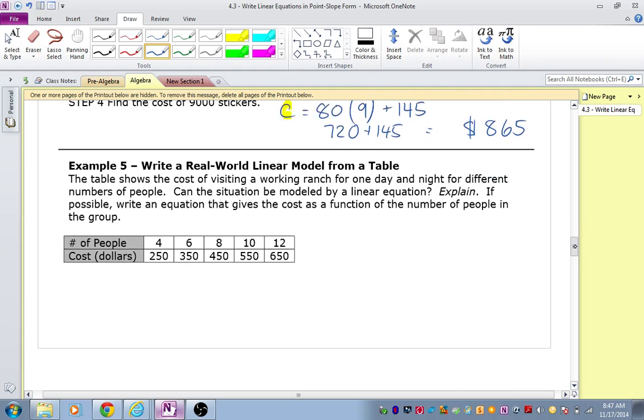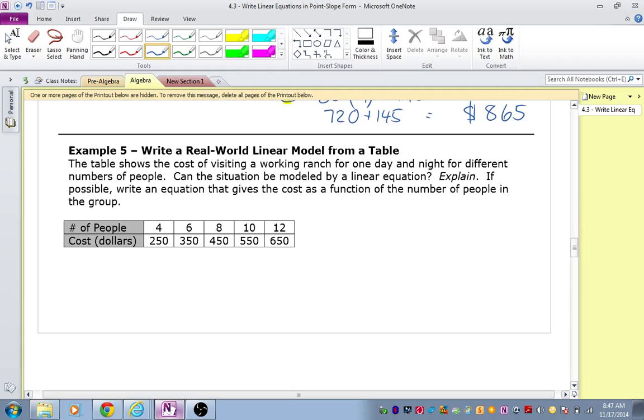Finally, example 5, writing a real-world linear model from a table. The table shows the cost of visiting a ranch for one day and night for different numbers of people. Can the situation be modeled by a linear equation? Explain. Let's do that first. It could be possible that the more people that attend the ranch, the less they pay. They could be getting a discount if more people are coming. So we need to make sure that this actually can be modeled with a linear equation.